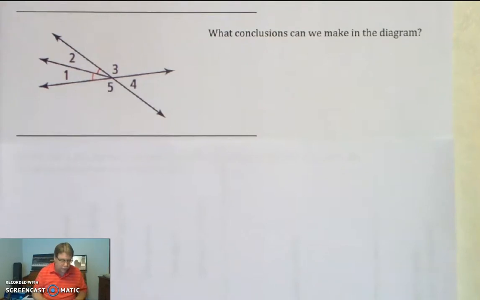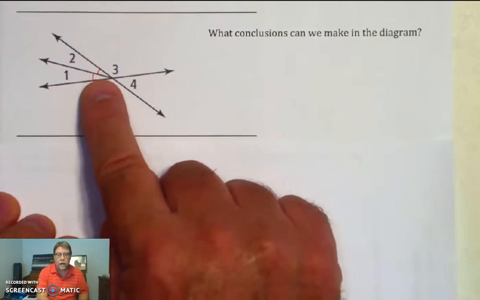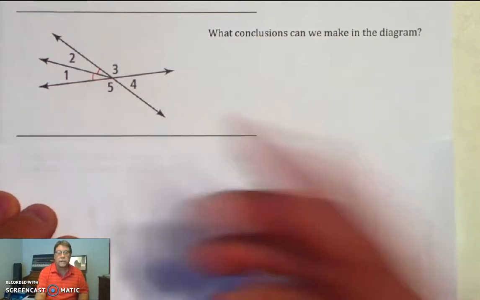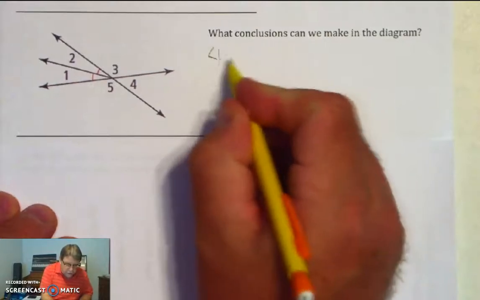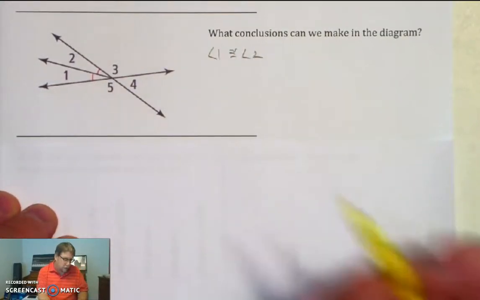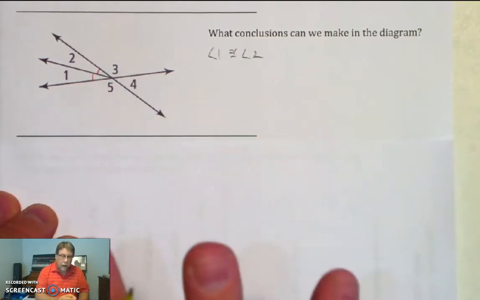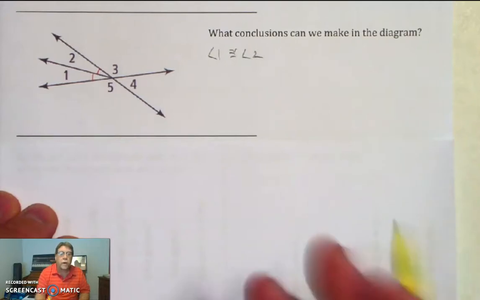Big things in geometry. As we look, the first thing I like to look for are the congruent marks, and I see two congruent marks right there. Angle 1 and angle 2 are marked congruent. So that means that angle 1 is congruent to angle 2. Easy conclusion to make. If I know the measure of angle 1, then I know the measure of angle 2. I don't see any more congruent marks, so what else do I know?